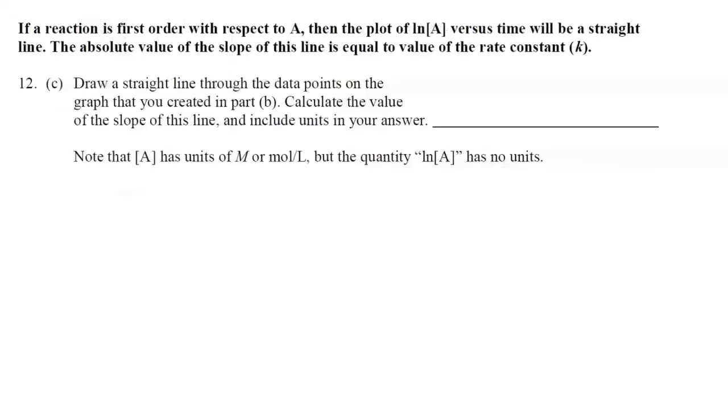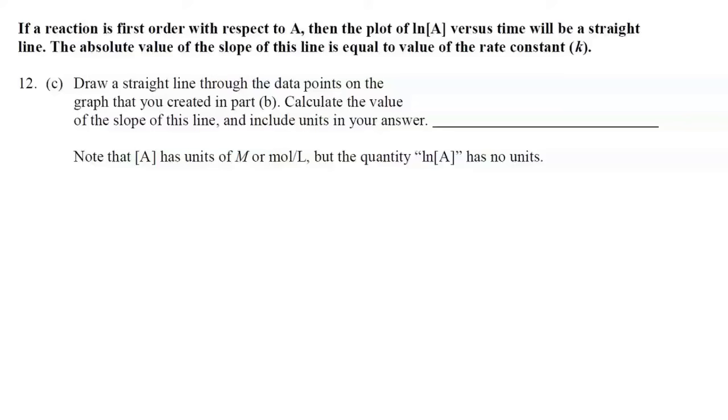If a reaction is first order with respect to A, then the plot of the natural log of concentration versus time will be a straight line. And the absolute value of the slope of this line is equal to the value of the rate constant K. In part C, it says draw a straight line to the data points on the graph you created in part B and calculate the value of the slope of this line and include units in your answer.